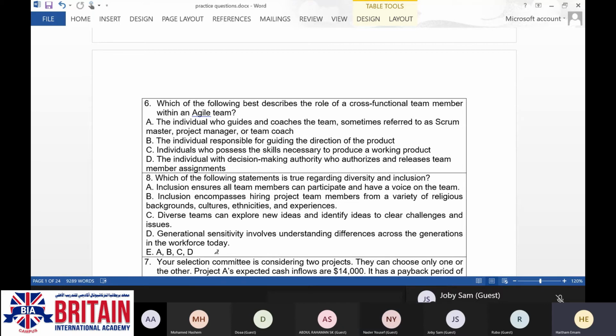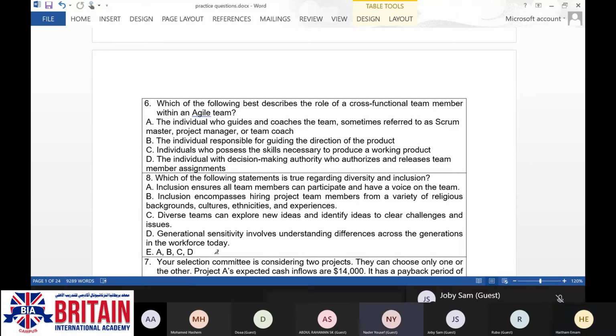Sorry, I'm talking in Arabic. He doesn't ask you to select only one option. He's giving you all the options and at the end he's giving you a certain answer including all the above options.